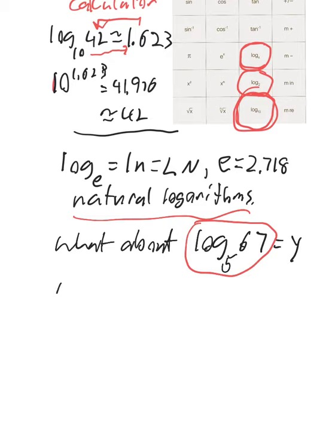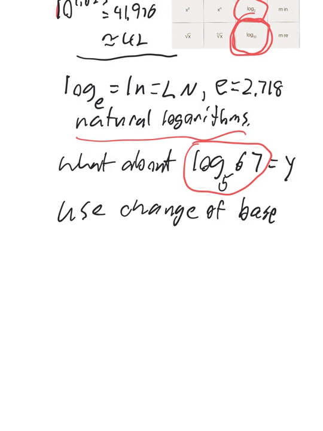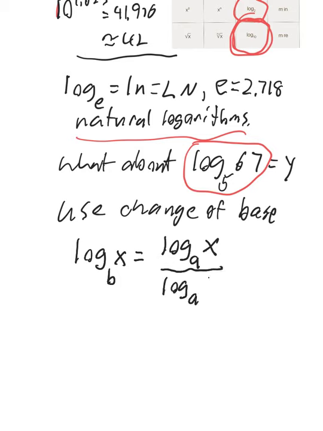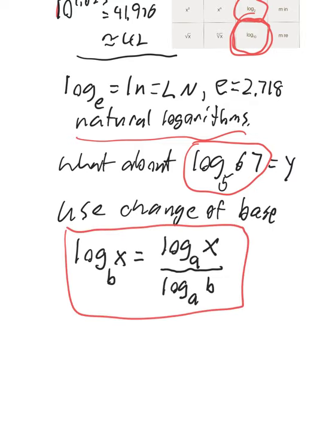Okay. How would we get a calculator to tell us that value? Okay. We're going to use what's called the change of base formula. Okay. And here's that formula. Log base b of x. If you don't like the base e, you can change to base a for any other number a that's bigger than 0 and not equal to 1. Okay. Log base b of x will be equal to log base a of x divided by log base a of b. Okay. And that's what we call the change of base formula.